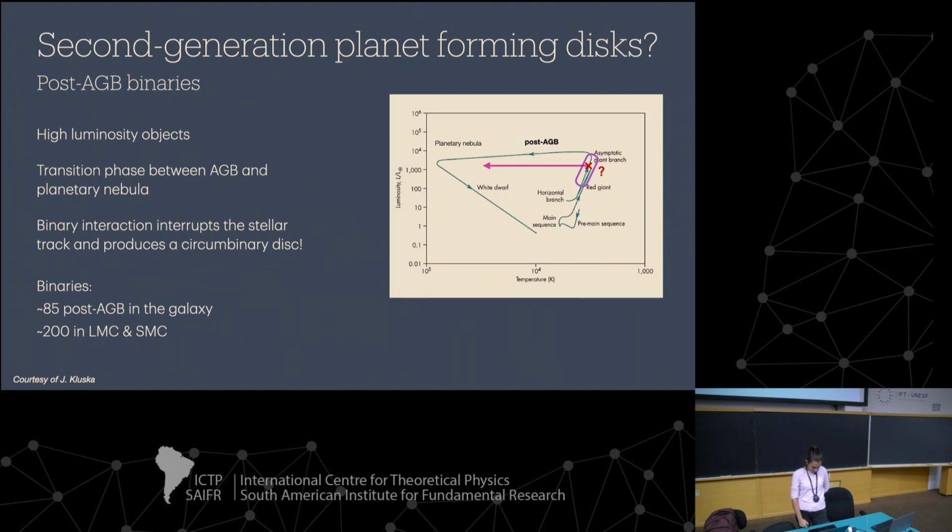Okay. So I will show you a specific work that has been done on post-AGB disks by a colleague of mine, Jacques Kluska, and his PhD students. They collected a sample of 85 post-AGB stars, and that's the largest sample that was collected up till now within the Milky Way, and also 200 in the Large Magellanic Cloud and the Small Magellanic Cloud. So what they did was try to collect this and see if there was some correlation, or try to understand the origins of this new structure for post-AGB disks.